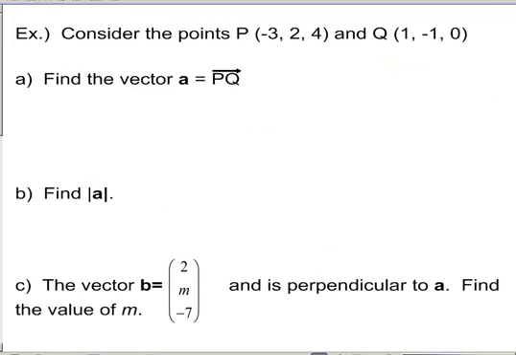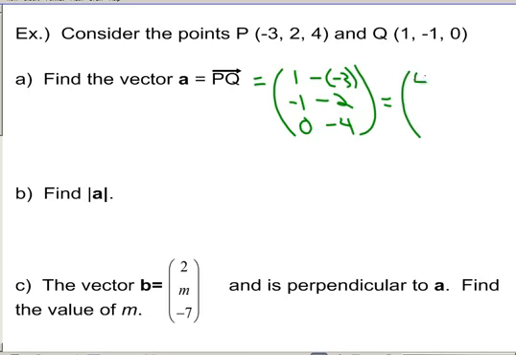Let's take a look at some vector basics here. So if I have points P at (-3, 2, 4) and Q at (1, -1, 0), and I want to find the vector PQ, what I'm going to need to do is take the coordinates of Q, my terminating or final point, and subtract off the coordinates of P, which would be my starting or emanating point. And that'll give us a vector PQ that goes (4, -3, -4). Hard for me to draw that in 3D.